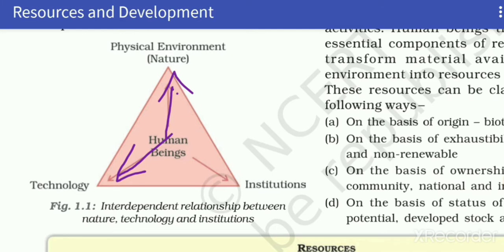After that, he creates institutions, means factory or industry where raw materials are converted into finished goods. Such kind of interdependent relationship accelerates the economic development of human beings.